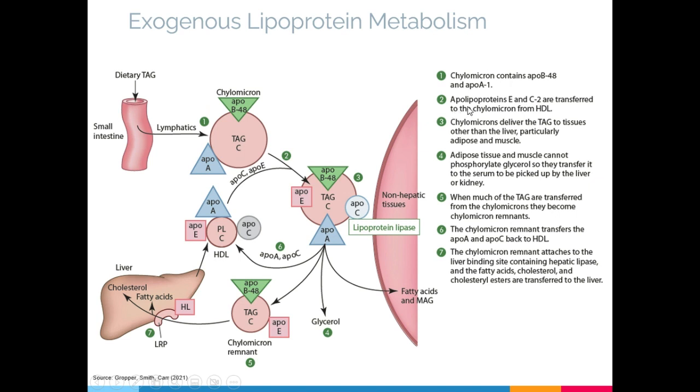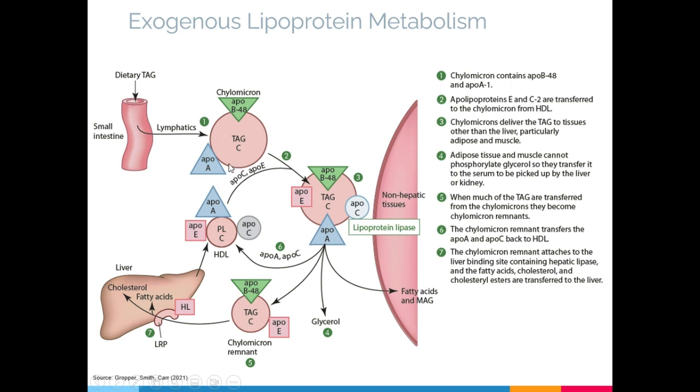In step 2, ApoE and ApoC2 are transferred to the chylomicron from HDL. These nascent or immature HDL, the precursors of HDL, are just floating around the plasma, the bloodstream. They do not come directly from the liver; the precursors to HDL are already in the plasma. They donate ApoE and ApoC2 to the chylomicron.